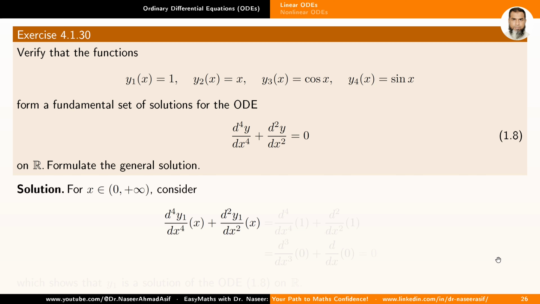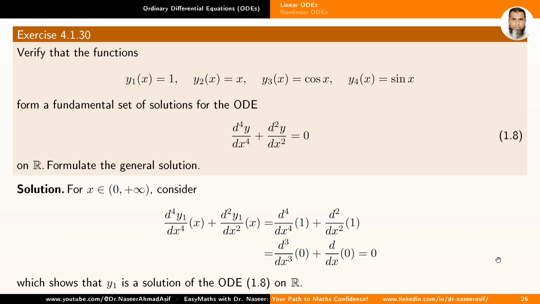For x belonging to R, consider d⁴y1/dx⁴ plus d²y1/dx², which is equal to d⁴/dx⁴ of 1 plus d²/dx² of 1, which is equal to d³/dx³ of 0 plus d/dx of 0, which is equal to 0. Which shows that y1 is a solution of the ODE 1.8 on R.